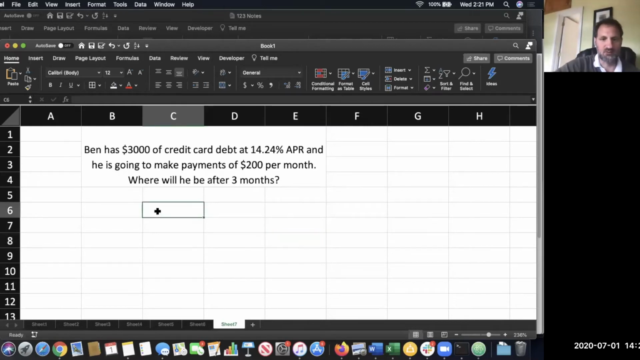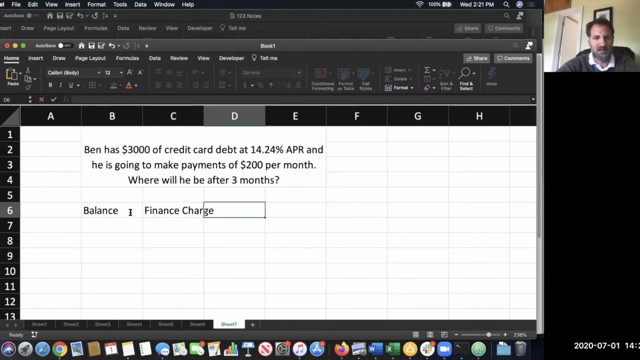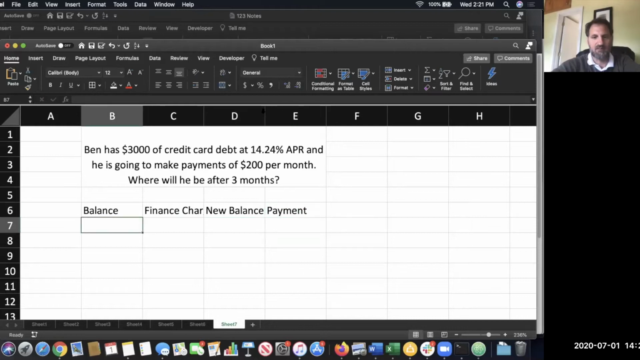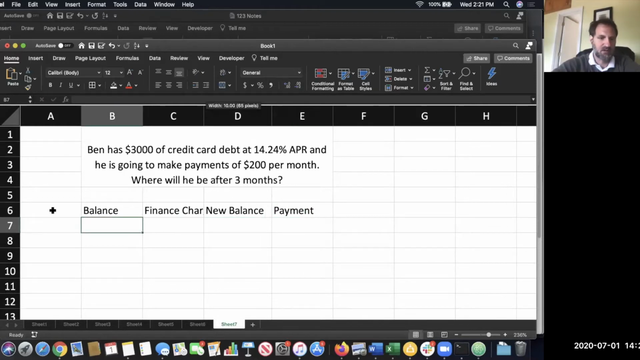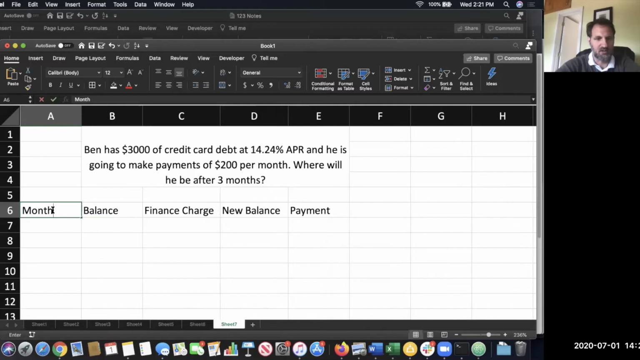And this is really where Excel starts to kick in. So the table looks like this. You got a balance column, you got a finance charge column, you got a new balance column, then you have your payment column, and from there it wraps around and you repeat. Probably start over here with the month column.